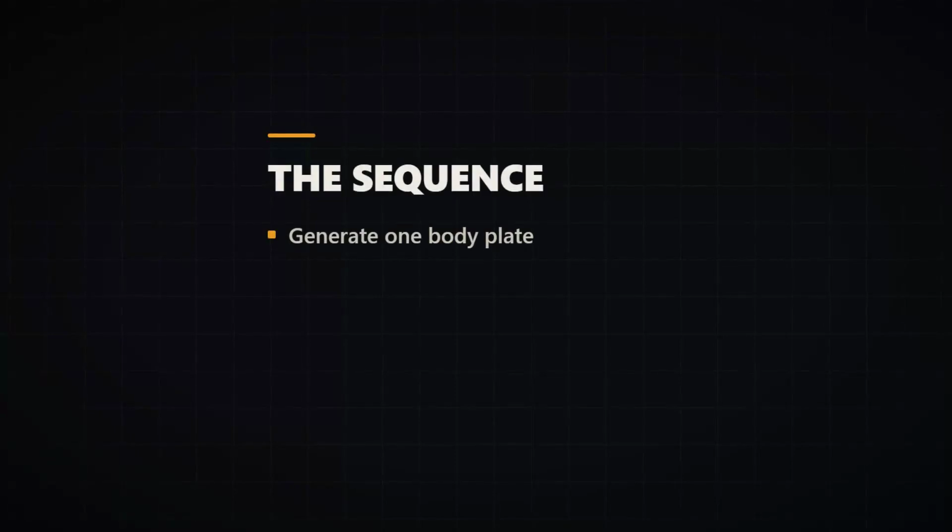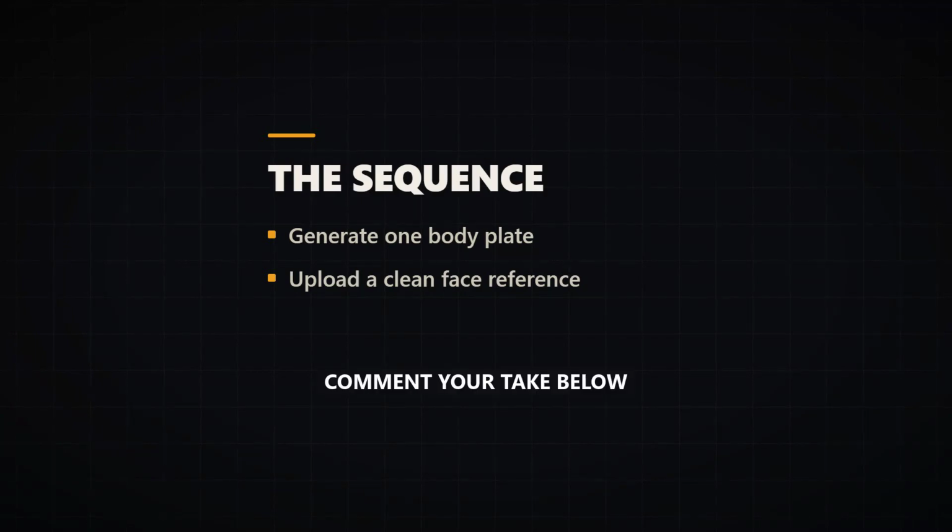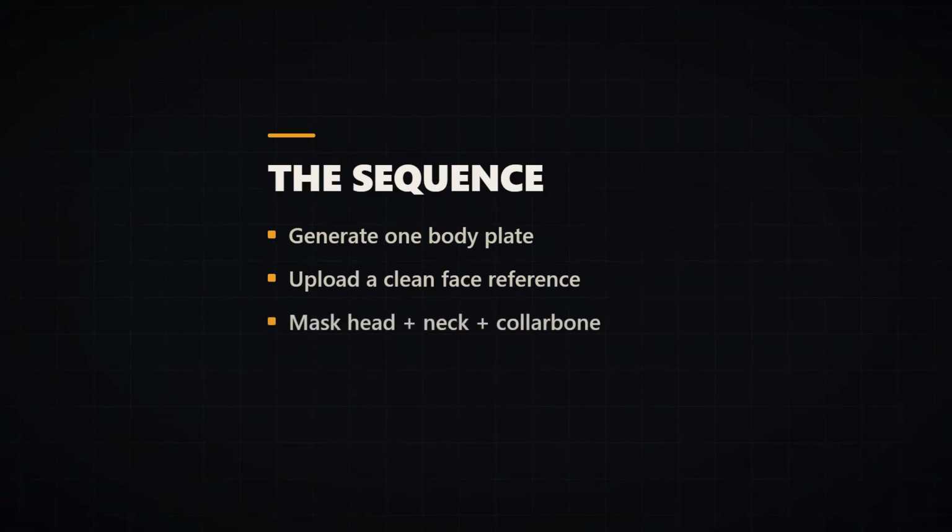Here is the actual sequence. Generate 1 body plate at the composition you want. Hands visible, product in frame, neutral facial expression. The plate becomes your template for the campaign. Second pass, upload a clean face reference of whoever you want on camera. Yourself, your co-founder, an AI persona, whoever. Mask the head plus the top of the neck. Prompt reads like this: same person, same lighting, natural expression, invisible neck join.